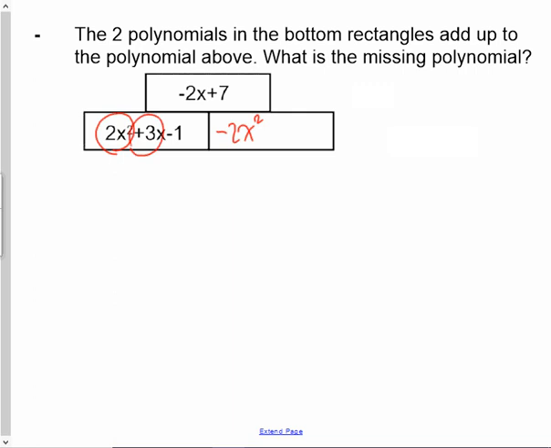Here we have a positive 3x, and up here we have a negative 2x. So in order for these two, this had to be a negative 5x because a negative 5x plus 3x would have given me that term above it, which is negative 2x. And this is negative 1, which means this had to be a positive 8 for those two to combine to make a positive 7, excuse me. So your answer is negative 2x squared minus 5x plus 8.